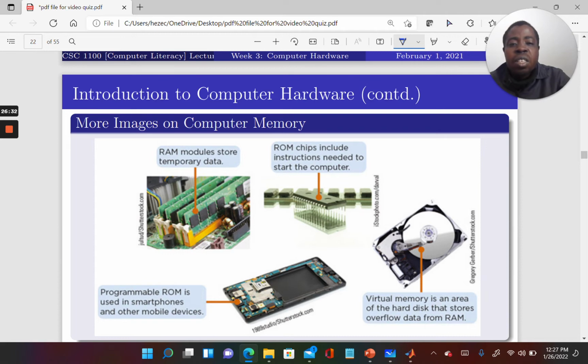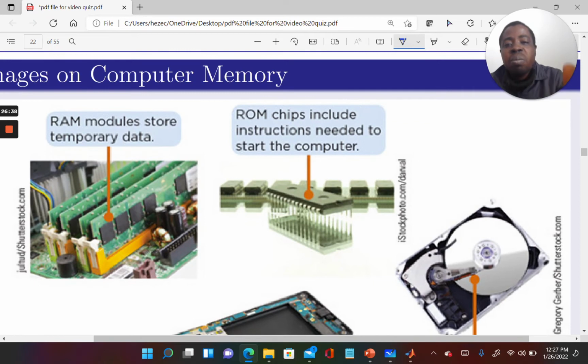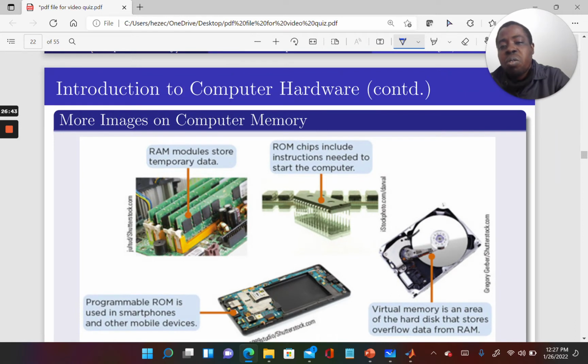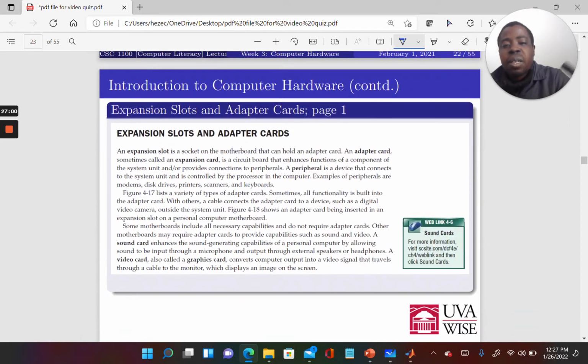So you have more images on computer memory. Look at RAM chips. This is where you fit your RAM chips, how you can fit your RAMs. Look at the RAM modules. So this green stuff, you can change it. You can increase the capacity of your RAM by changing the chip. Okay. And there are what are called expansion slots and adapter cards. So an expansion slot is a socket on the motherboard that can hold an adapter card.